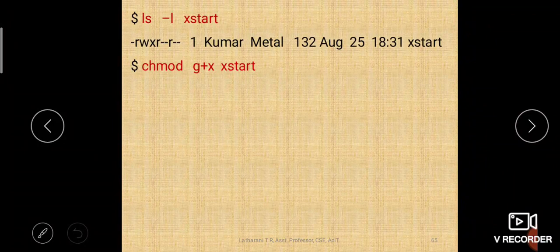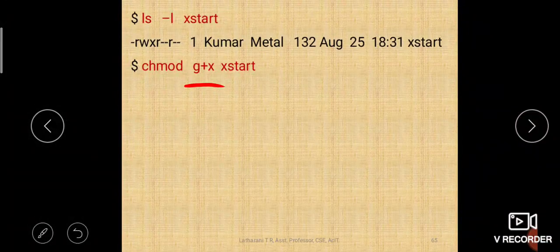So what happens if you give chmod g+x? We have seen in the previous case what it represents. chmod, then you give the category, then the operation, then the permission which you want to change, and then the file name or file names. That is the way we are giving here. chmod means change the mode of the file, the permissions of the file. g means group. For the group you add the execution permission.